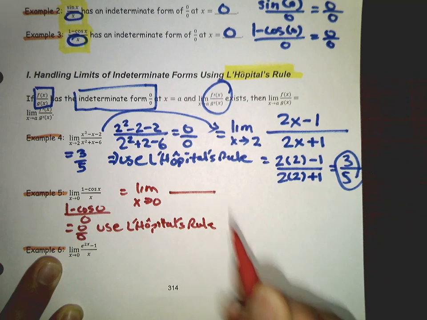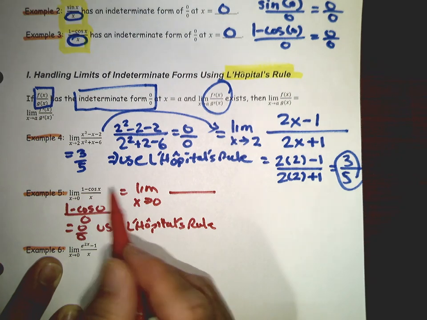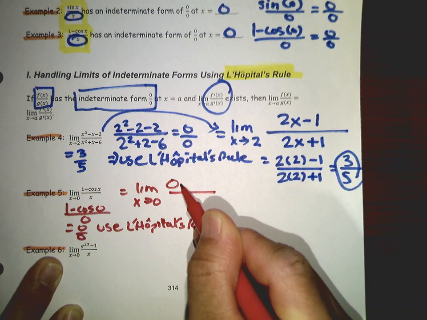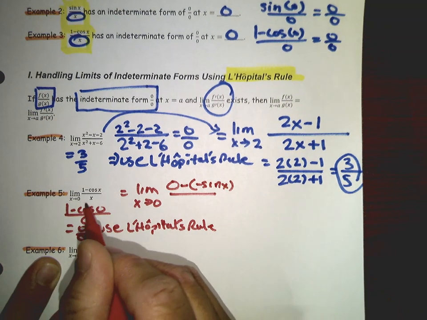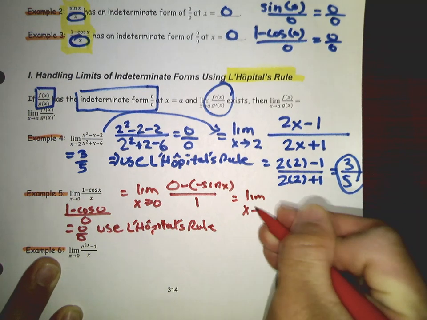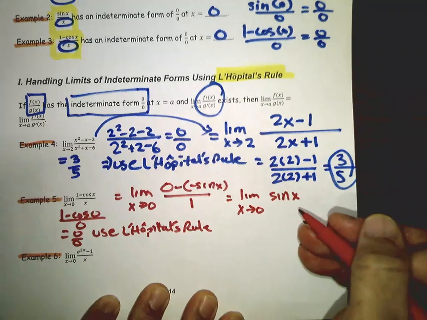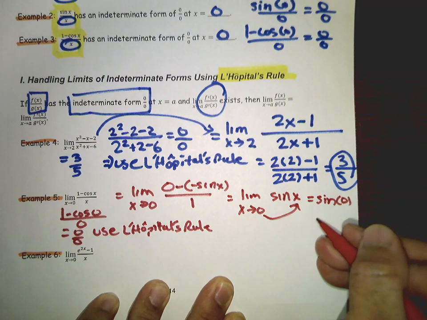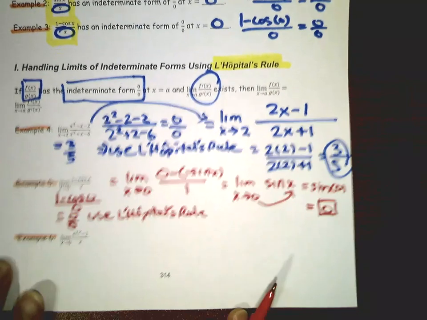Of the derivative of the numerator. The derivative of 1 minus cosine of x is actually 0 minus a negative sine of x, then all over the derivative of x, which is 1. So this is the limit as x approaches 0 of just sine of x over 1, or just sine of x. And then sine of 0, when we substitute in the 0, is going to be 0. So this limit is equal to 0.